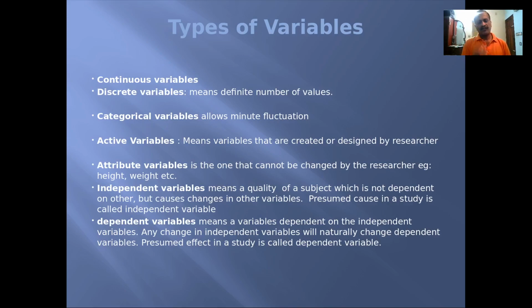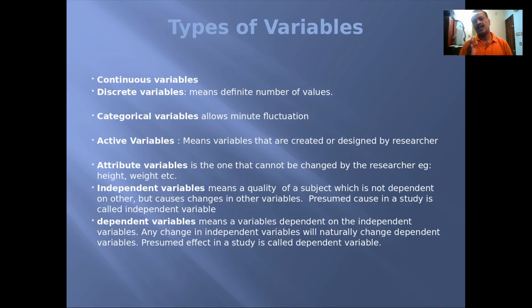There are a lot of types of variables. When we look at the classification of variables, there are numerous types. This is called the continuous variables, discrete variables, categorical variables, active variables, attribute variables, independent variables, and dependent variables. So these are the different types of variables. Now we'll see one by one. First one is a continuous variable.